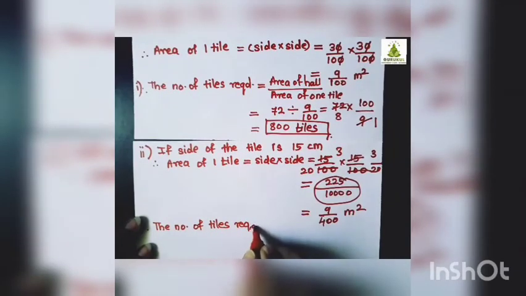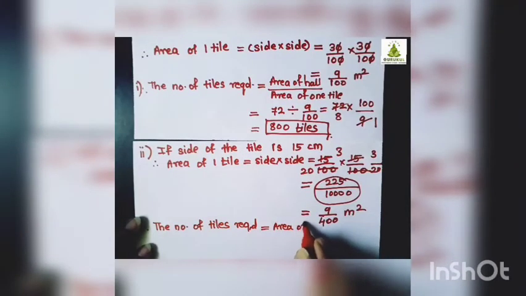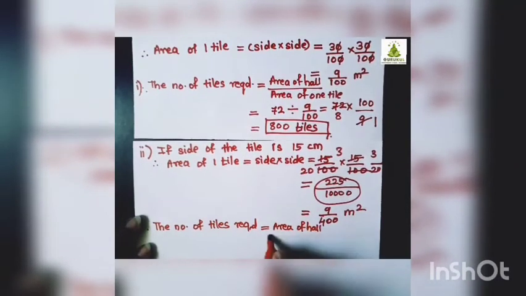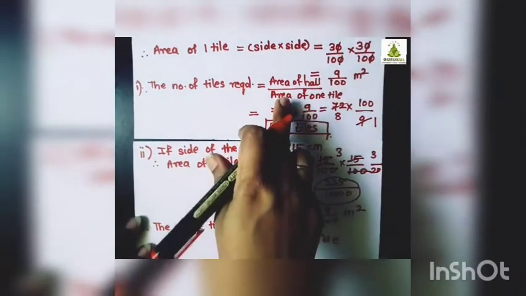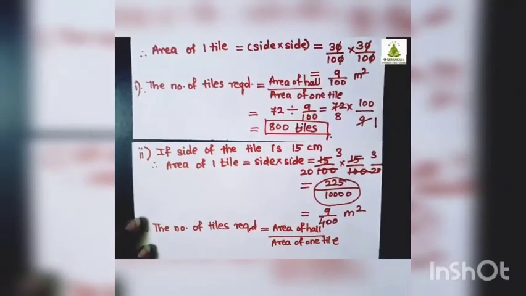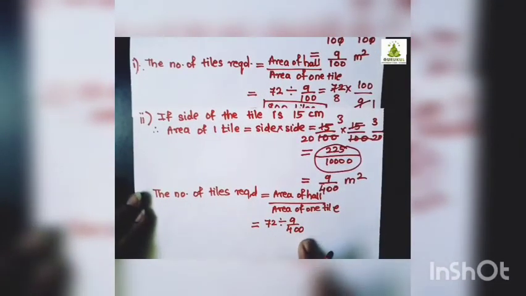Number of tiles required is equal to area of hall divided by area of tile. Even if you don't write this formula a second time, since you have already written it, I am writing it to make you understand. Area of hall is 72, divided by 9 upon 400.